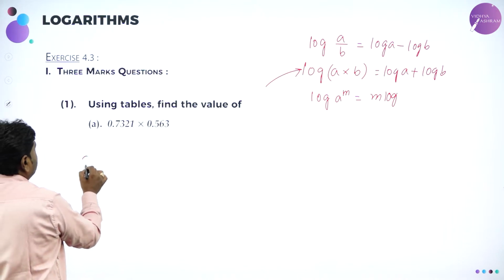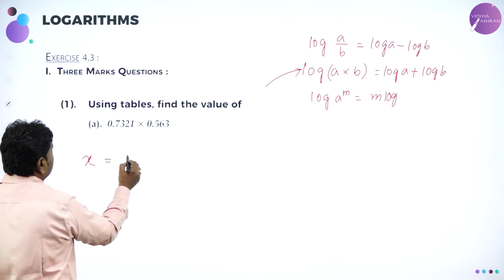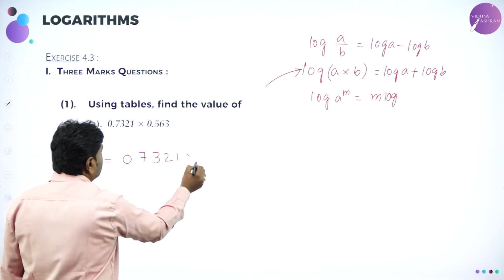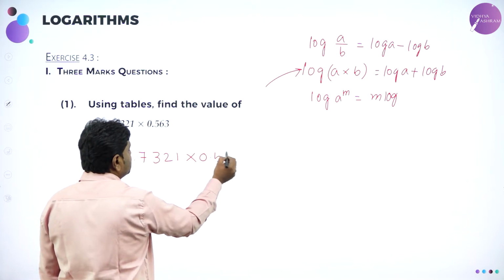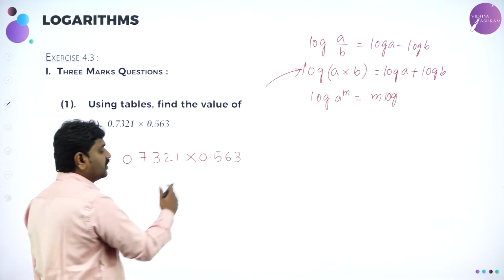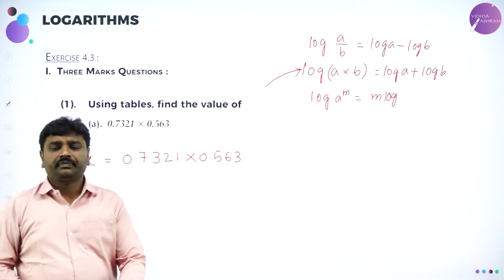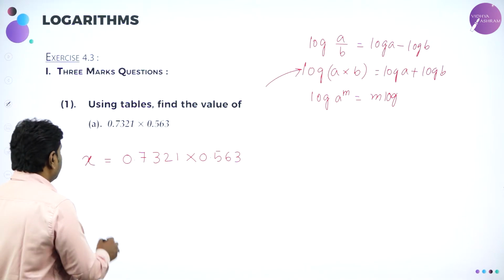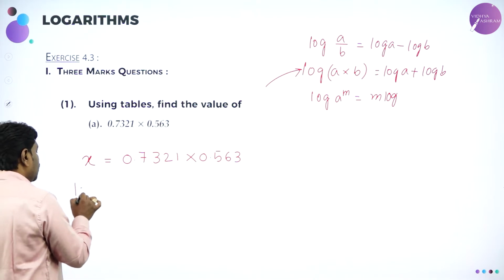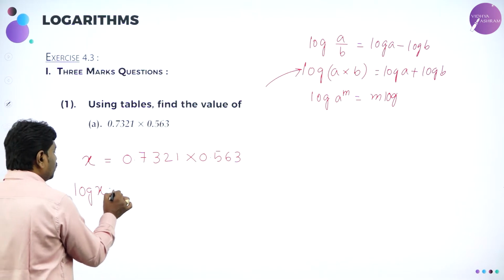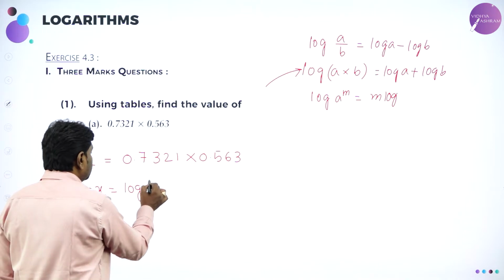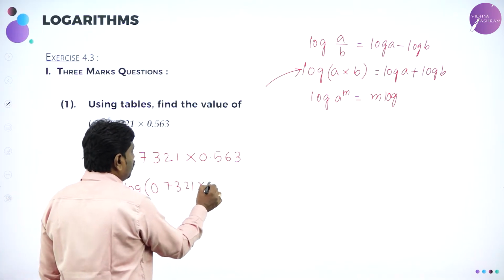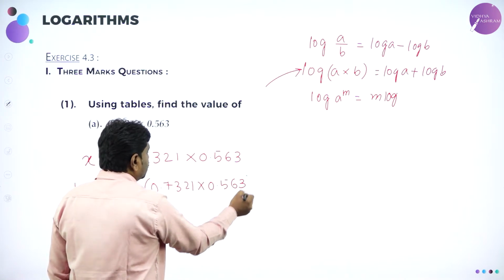Now they want you to find the value of this. Let us assume x is equal to 0.7321 into 0.563. I am assuming x like this. If you finally find the value of x, it is sufficient. So now apply log on both sides. Log x is equal to log of 0.7321 into 0.563.